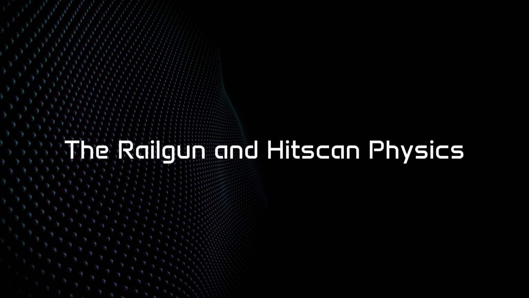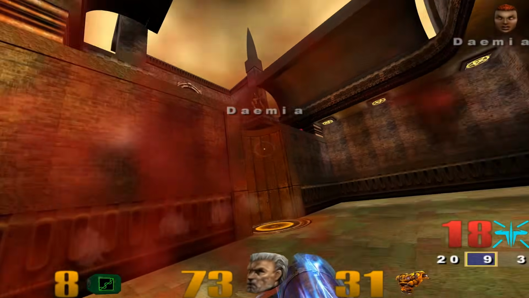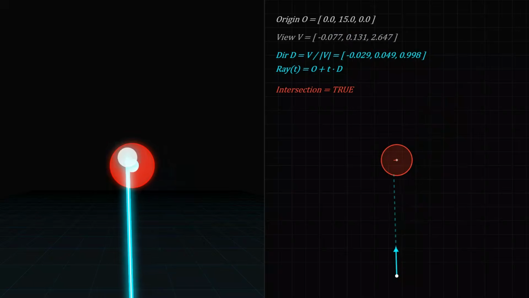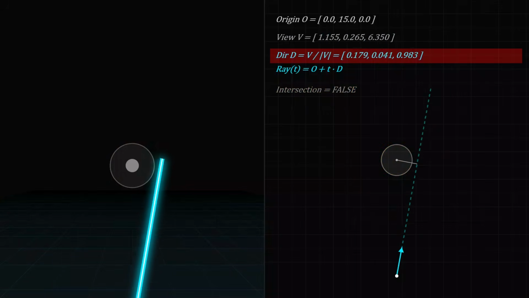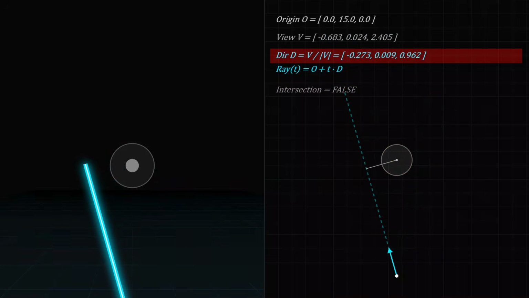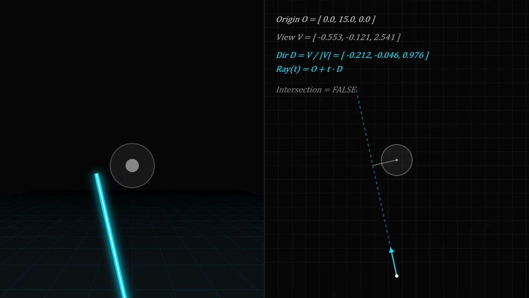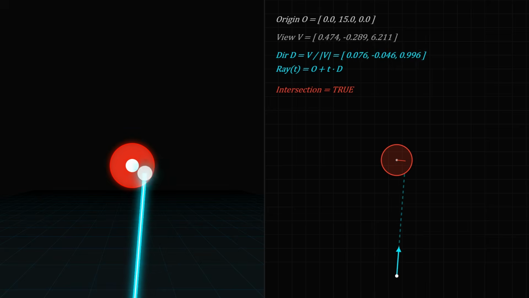The railgun and hitscan physics. Rockets are physical objects that fly through the map. The railgun is different. It is hitscan, meaning it hits its target instantly. To calculate a railgun shot, the engine uses raycasting. It grabs the exact position of your camera, takes the vector of where you are looking, normalizes that view vector to length of 1, and then multiplies it by the weapon's maximum range, let's say 8,192 units. This draws a perfect, invisible mathematical line through the map. If the line intersects another player's hitbox, it registers a hit.